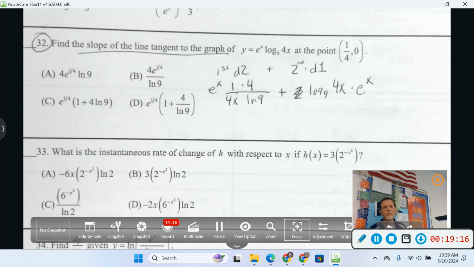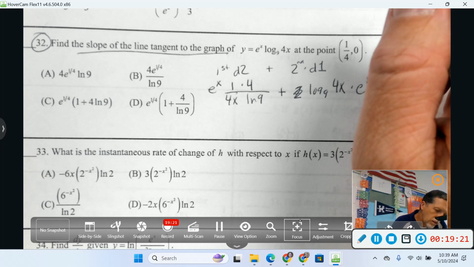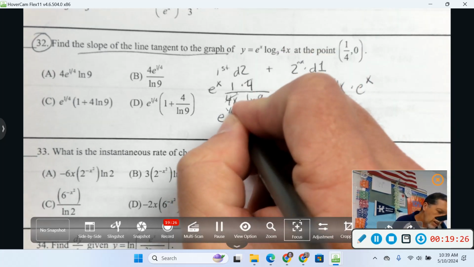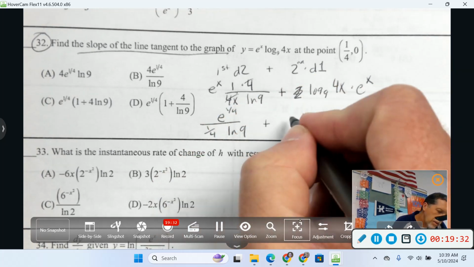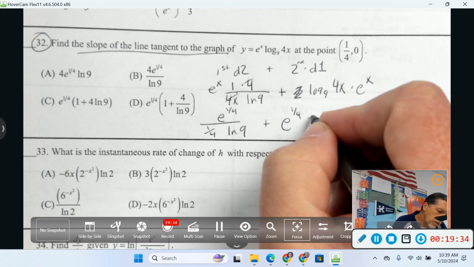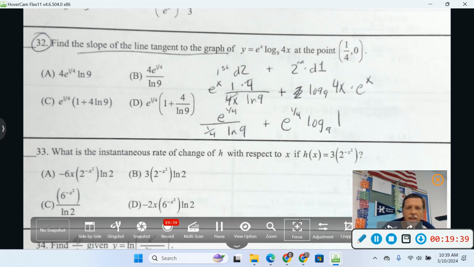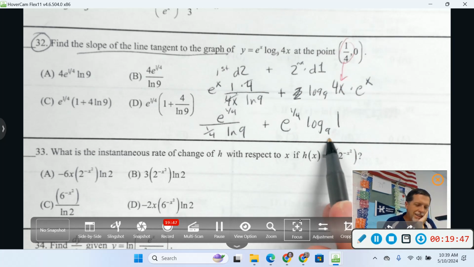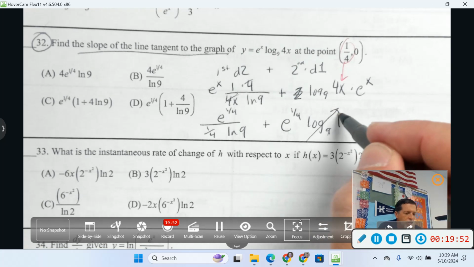Now we get to plug in 1/4. Alright, we cancel the 4's. So e to the 1/4 over 1/4 natural log 9 plus e to the 1/4 log base 9 of 1, because 4 times the 4th is 1. Log of 1 is 0, right? 9 to the 0 is 1, so that goes away.